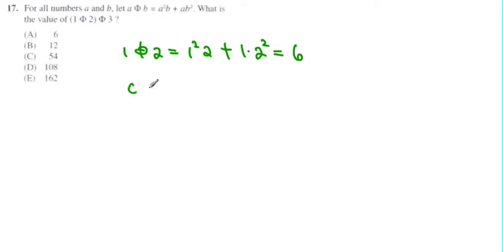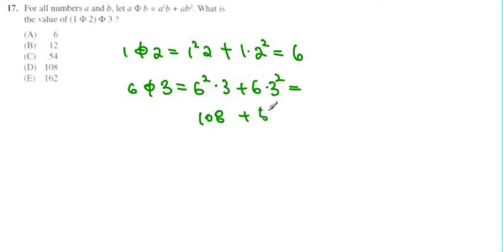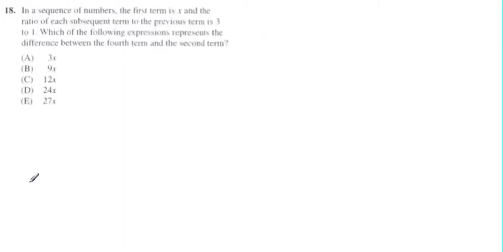The second round, we're going to use the 6 and 3. Then we have 6 squared times 3 plus 6 times 3 squared. Now here it becomes 36. 36 times 3 becomes 108. And 6 times 9 becomes 54. So we end up getting 162, which is choice E.